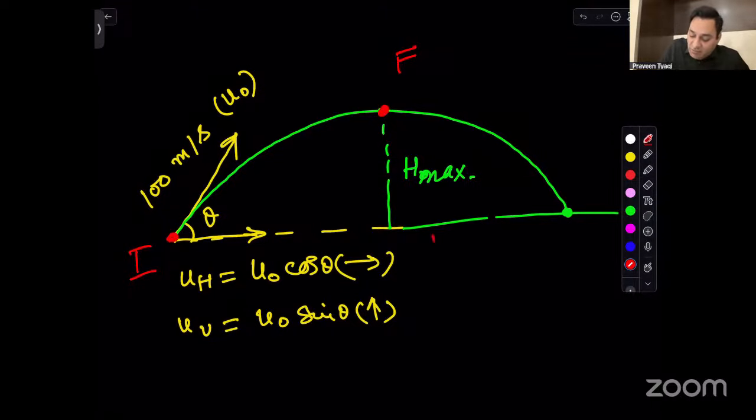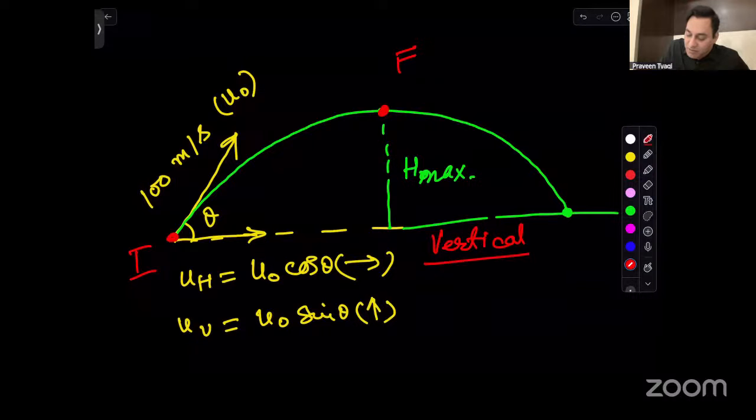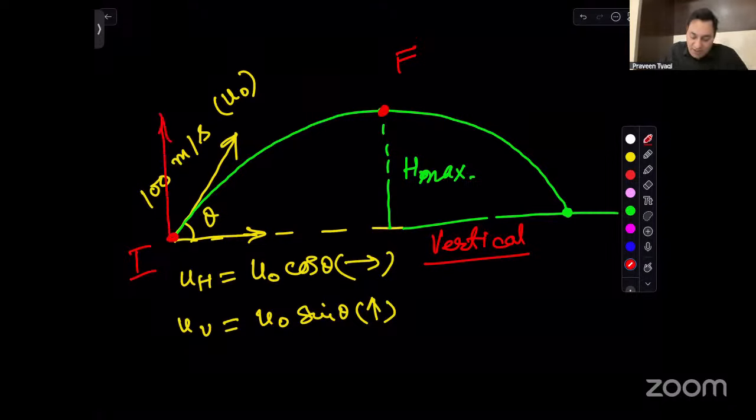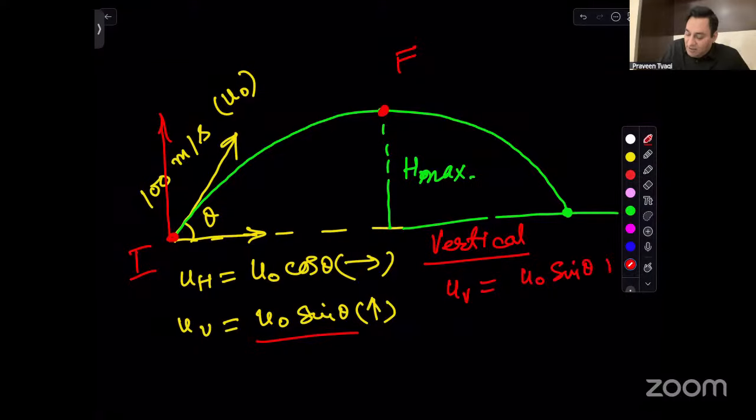Let's study the vertical motion. Vertical motion and horizontal motion will be independent of each other. Only common factor will be time. Now, vertical motion we are studying. What will be the initial vertical velocity? It will be u sine theta. Initial vertical velocity will be u naught sine theta upwards.